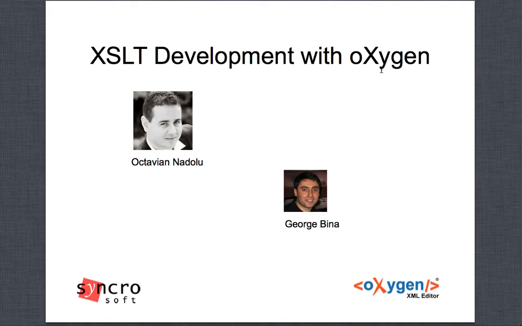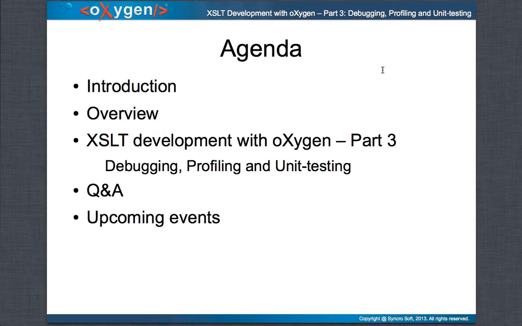I invited my colleague Octavian to present you the XSLT debugging and profiling support that we provide in oXygen, as well as XSLT unit testing. Our agenda today starts with an introduction, then a quick overview of the XSLT webinars. This is the third webinar in a series of 3 webinars on XSLT support in oXygen. After that, Octavian will show you how you can debug, spot and fix performance issues, and how you can create and run unit tests for your XSLT style sheets. At the end, we will have a dedicated questions and answers section, and we will end with an overview of upcoming events where you can meet us.